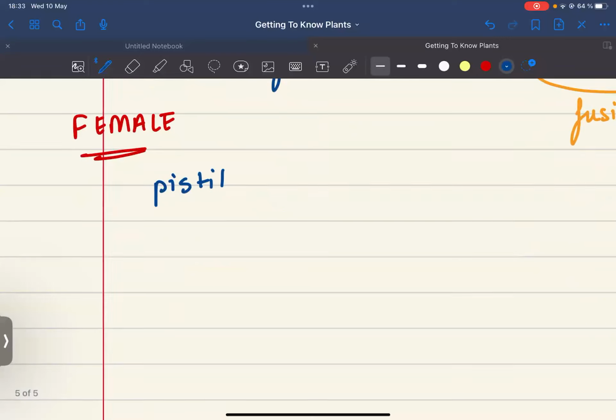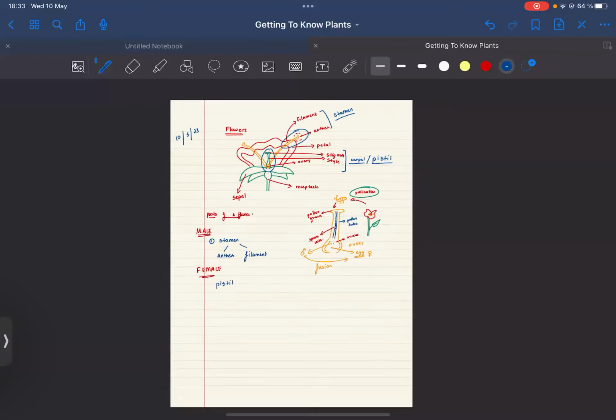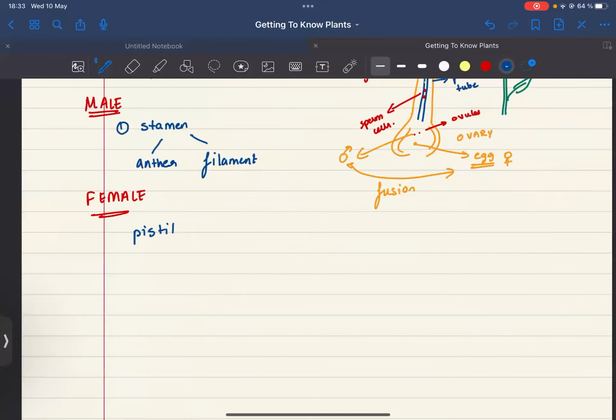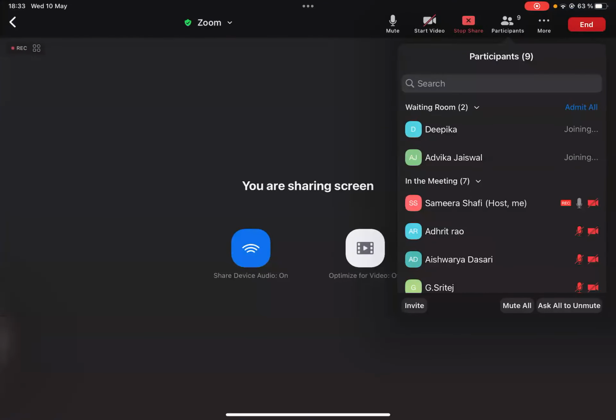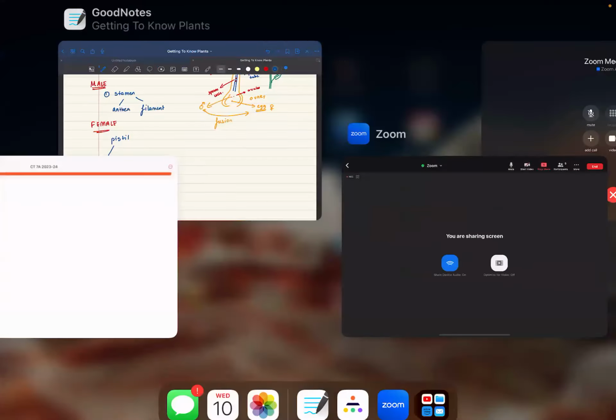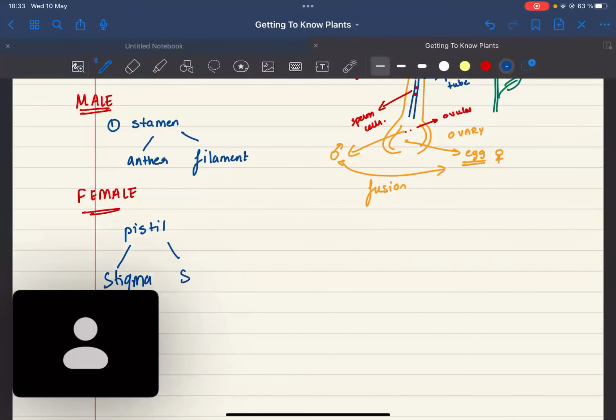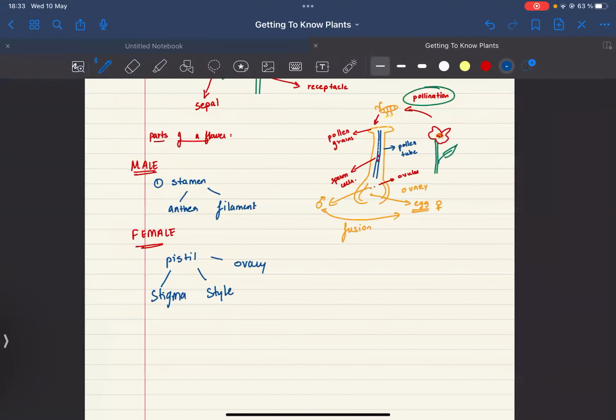So you know that the top portion of the pistil is called the stigma. So it has a stigma. And what are the other parts? Style. Style and ovary. Very good. So these three are the parts of the female.